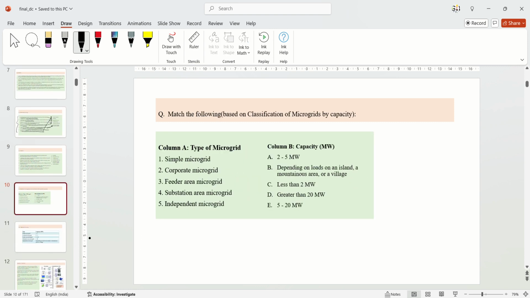So moving ahead to the next question, that is important. I am giving you a few minutes to solve this question. Only 2 minutes are sufficient for this. Okay. On the left side is given the type of the microgrid. The right side column is the capacity in megawatts. You just have to tell me which classification is related to which capacity. Okay.